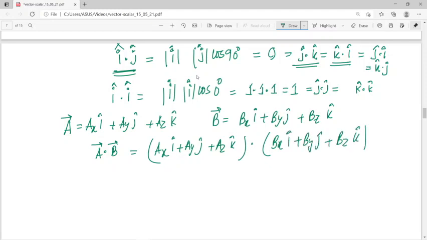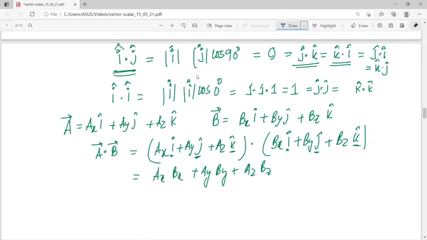Now what we know is that i cap dot i cap is 1, j cap dot j cap is 1, and k cap dot k cap is 1, and all the rest are 0. That means the result is ax bx plus ay by plus az bz, because i cap dot i cap, j cap dot j cap, and k cap dot k cap are 1, and all the rest, that means i cap dot j cap, i cap dot k cap, j cap dot i cap, j cap dot k cap, k cap dot i cap, and k cap dot j cap, are 0.